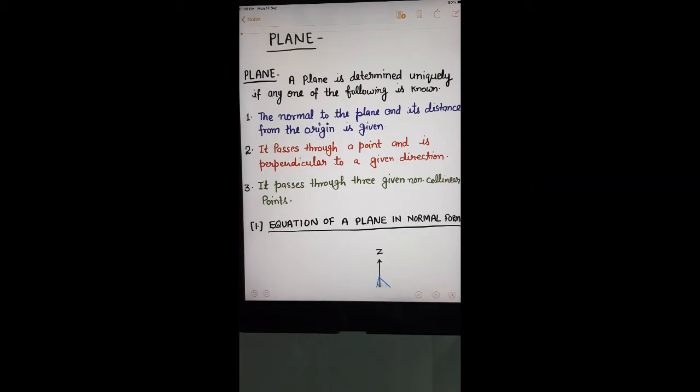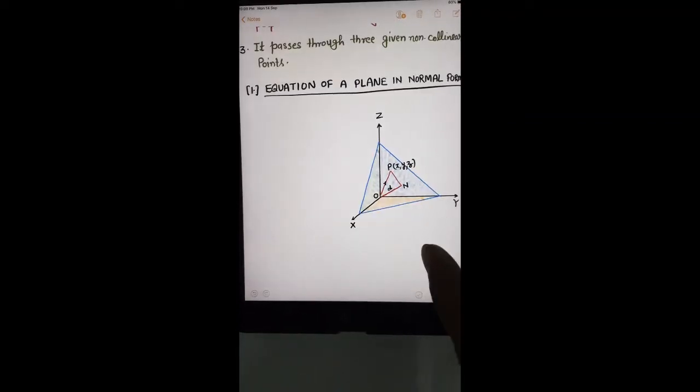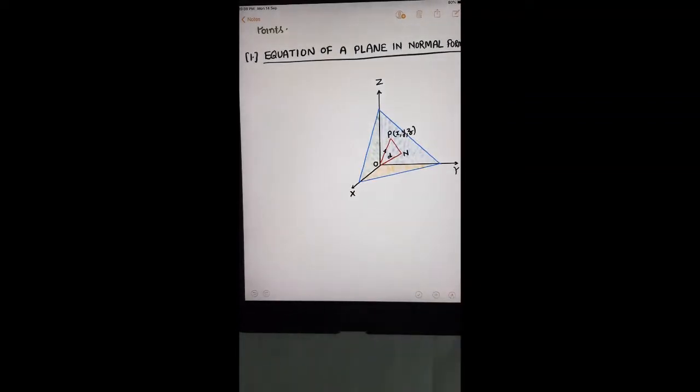So we can say a plane is determined uniquely if any one of the following is known. The first situation is the normal to the plane and its distance from the origin is given. And second one is it passes through a point and is perpendicular to a given direction. And third one is it passes through three given non-collinear points. So one by one I will take all the three equations of the plane. So first of all, let us take equation of a plane in normal form.